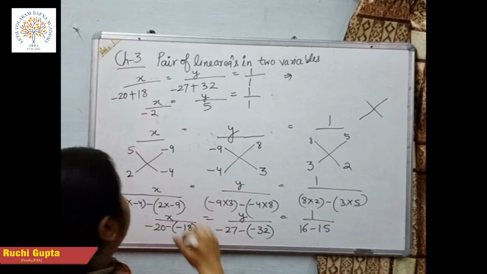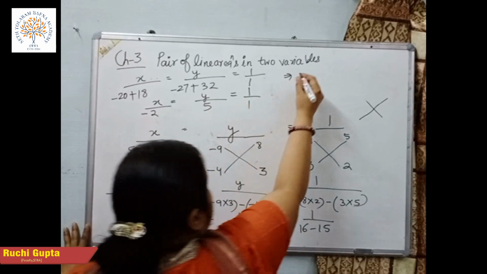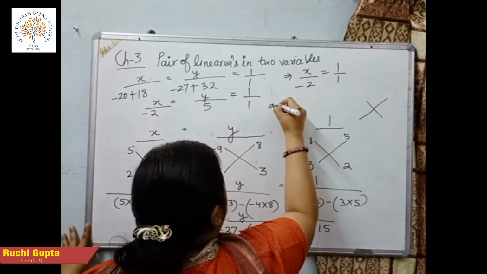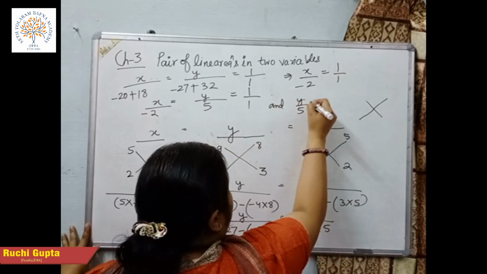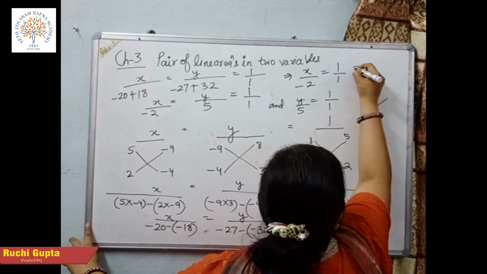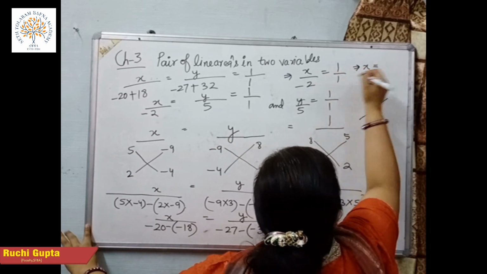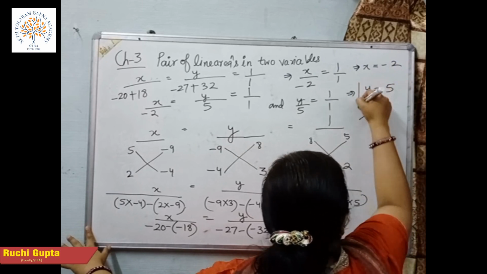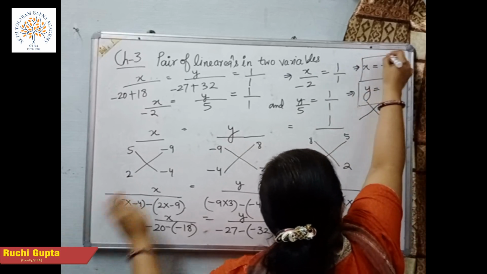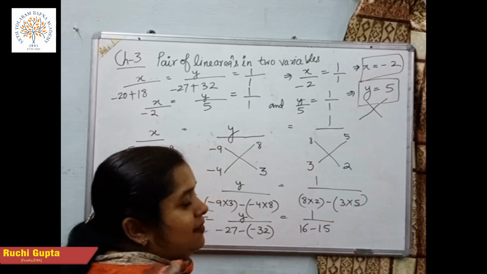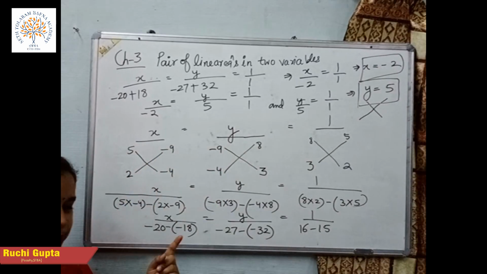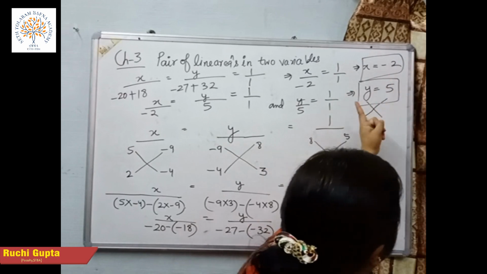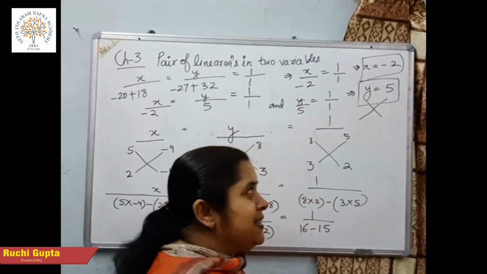So we have to compare the value of x also with the third term. We have to compare this also, and y upon 5 with the third term. When we cross multiply it, x is equal to minus 2 and y is equal to 5. So can you see? In all the three methods, that is substitution, elimination and cross multiplication, the value of x is minus 2 and the value of y is 5.